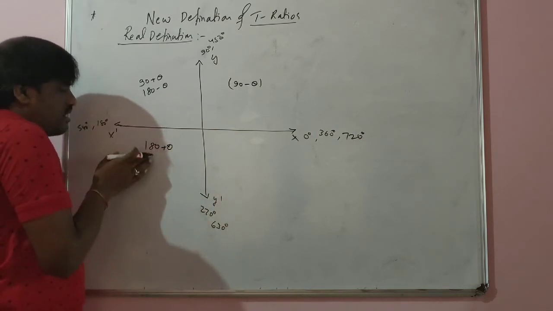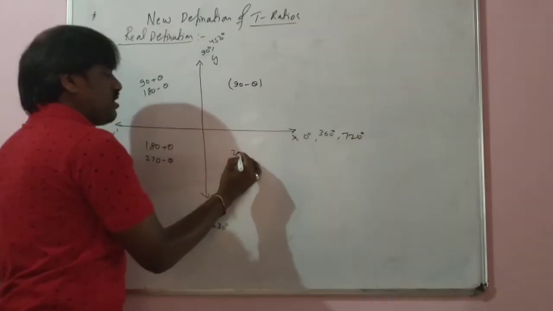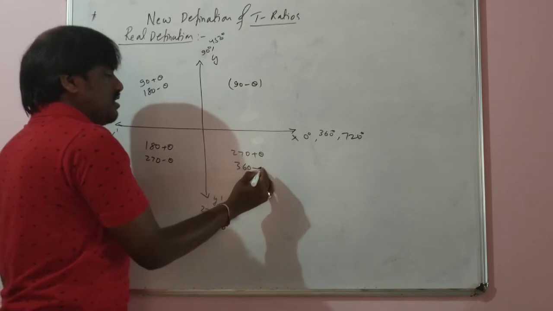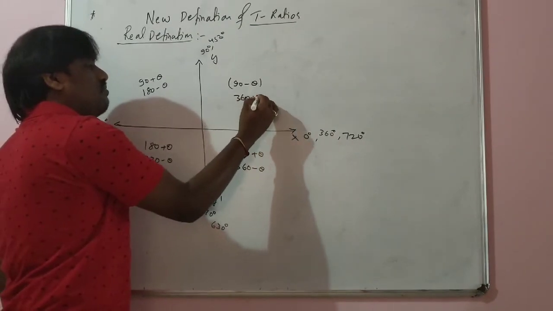And this is 270 minus theta. And it is more than 270 plus theta. And this is less than 360 minus theta. It is moving 360 above, 360 plus theta. Like that we can move on.